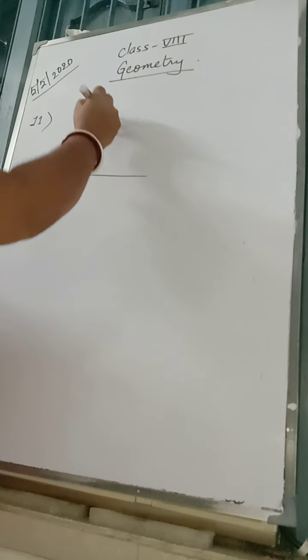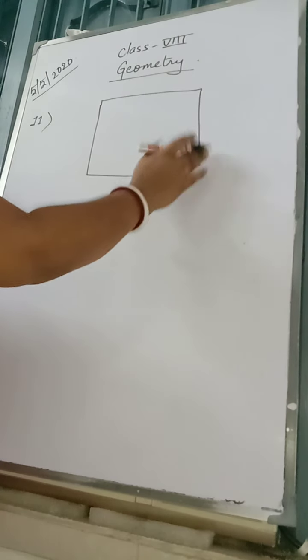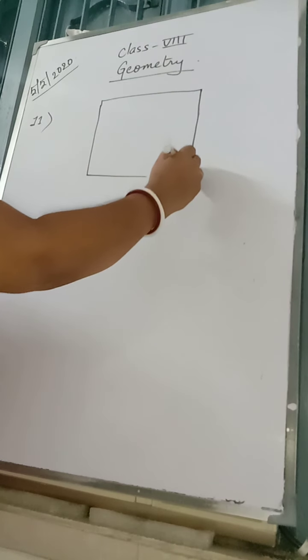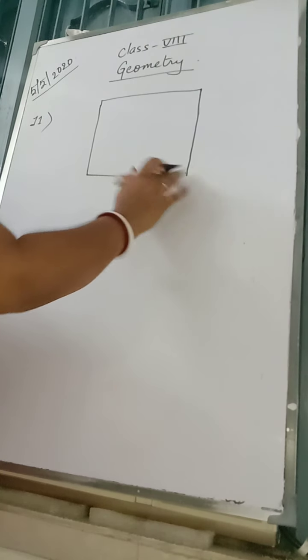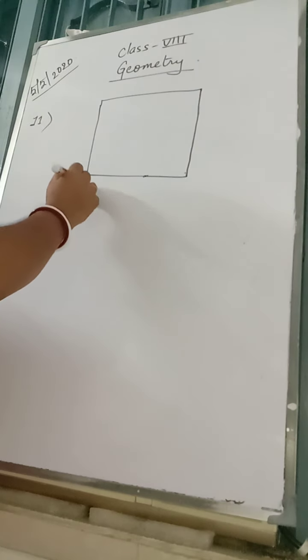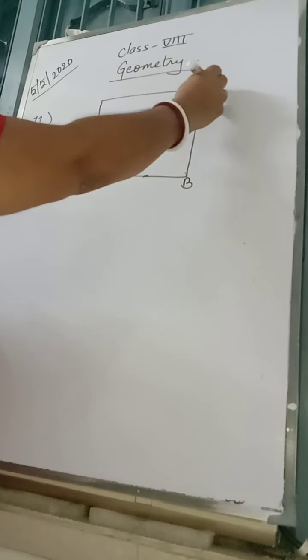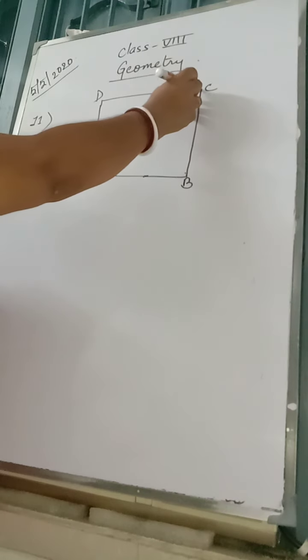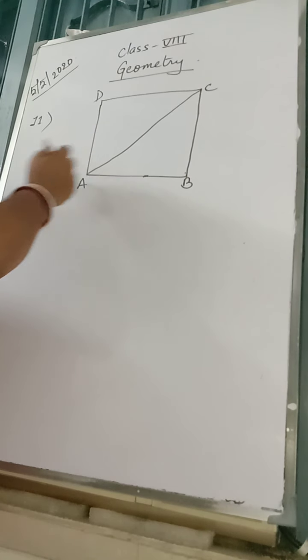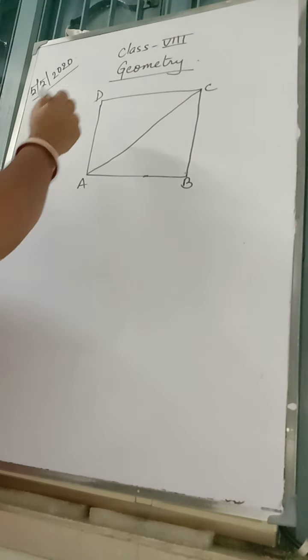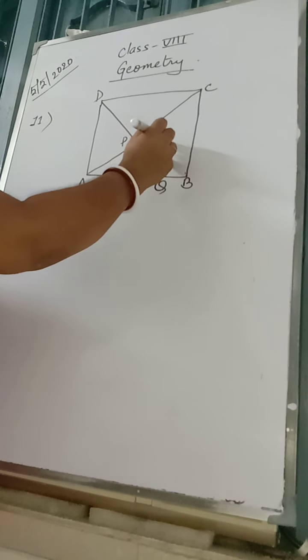Question number 11. We have a square, that is ABCD. AC is a diagonal and DX is not a diagonal. It is a DQ is a line. Clear? Now this is P. This angle is 105 degrees.